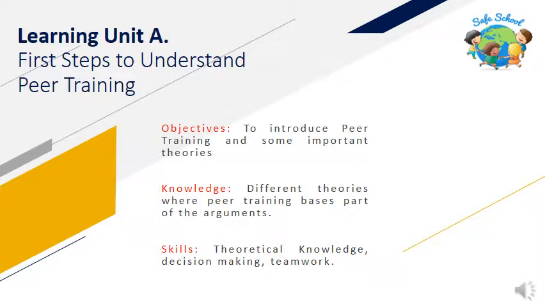Learning Unit A, first steps to understand peer training. Objectives: to introduce peer training and some important theories. Knowledge: different theories where peer training bases part of the argument. Skills: theoretical knowledge, decision making, and teamwork.